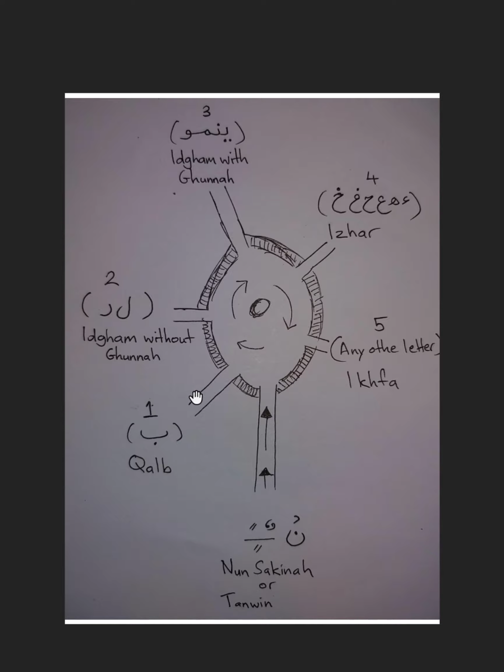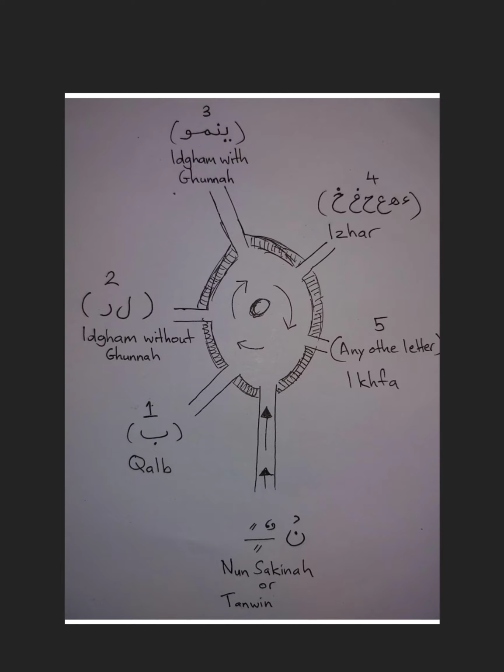Right, so as you can see, there are 5 rules in the Nun Sakina and Tanween level, meaning level 19. And a good way to think about it is that every time you see Nun Sakina or Tanween, it's like you've come to a roundabout and you stop, and then you check which exit you are going to. Just how when you come to a roundabout, when you are driving, you must stop and find which exit is appropriate for the destination you are going.